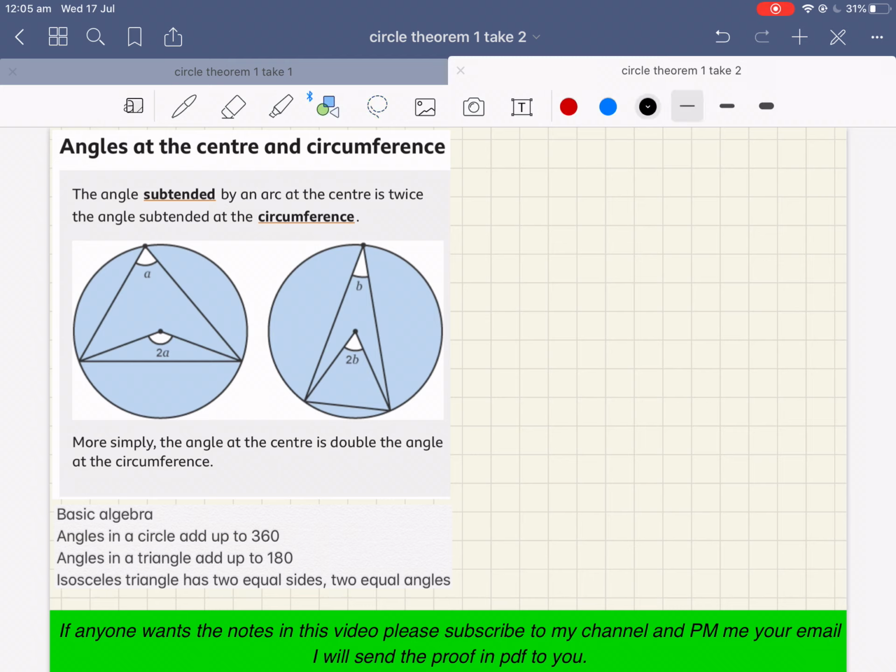Okay, so let's start with the circle and find the center. Let's have an angle at the center, and then we have an angle at the circumference. Now, let's name those vertices.